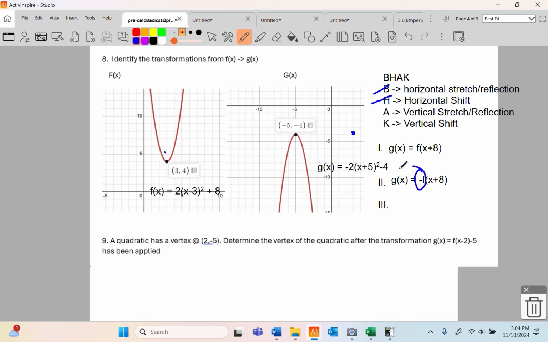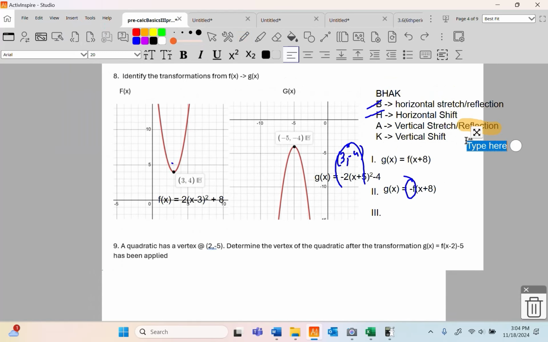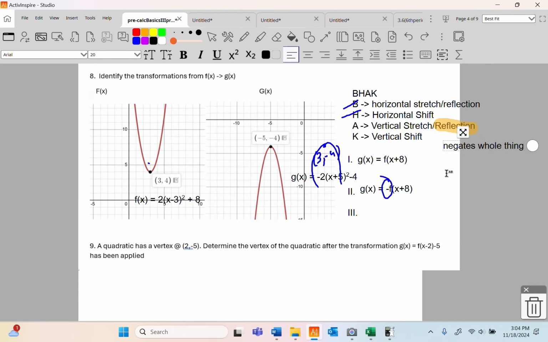Okay, so I have been showing you guys wrong. This would be at 3, -4, and it would open down. It doesn't need anything else. The negative symbol is reflection, and it is negating the entire function. That's what gets me after all these years too. That reflection negates the whole thing. That's what it does. It negates the whole thing.